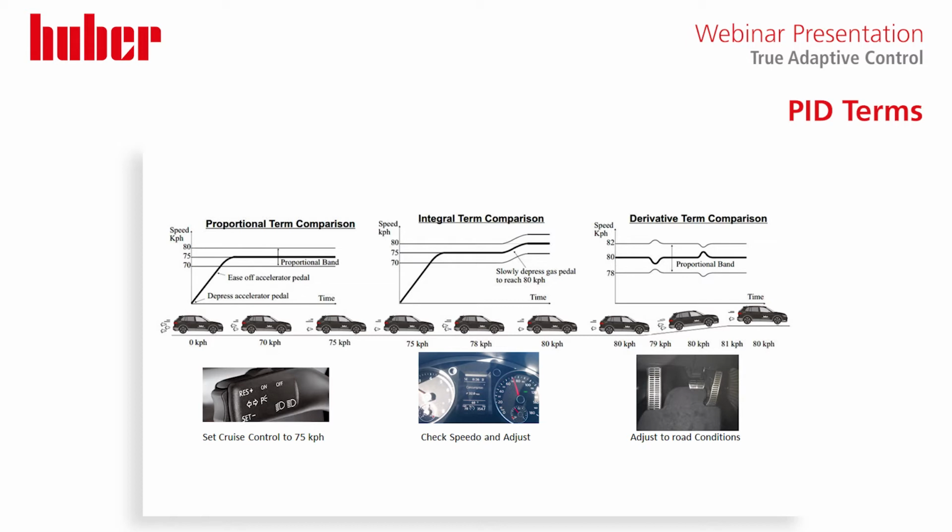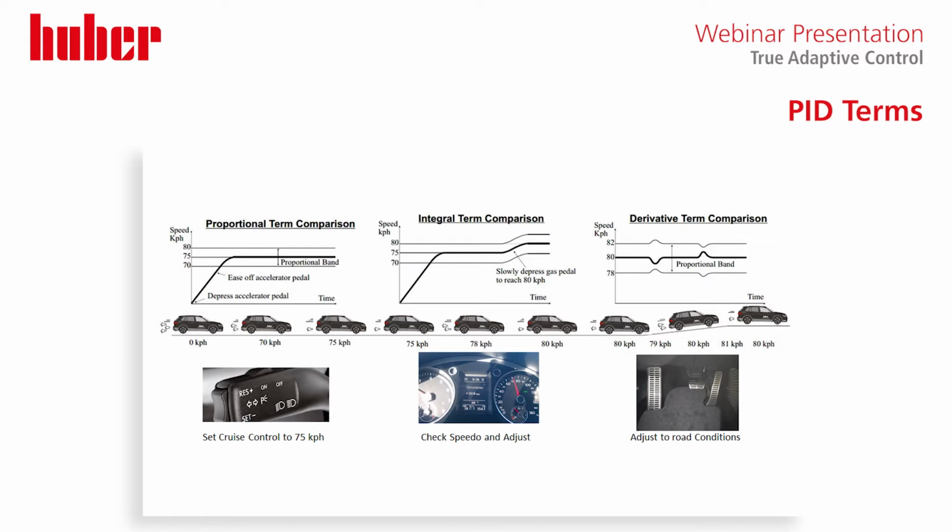If we look at our I, our integral term, this follows on from our proportional, where we've reached our 75 kilometers per hour, but we'd like to increase our speed a little bit. So in this case, we check where our status quo is, we do a minor adjustment, and we increase our speed slightly. But again, this only really holds true if we're on a flat trajectory and we've got no opposing forces from our thermal load.